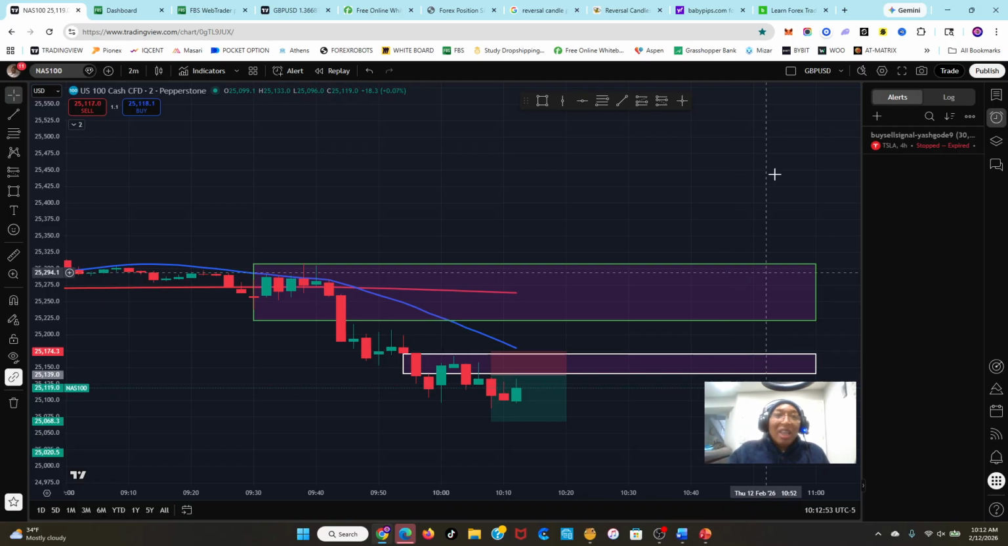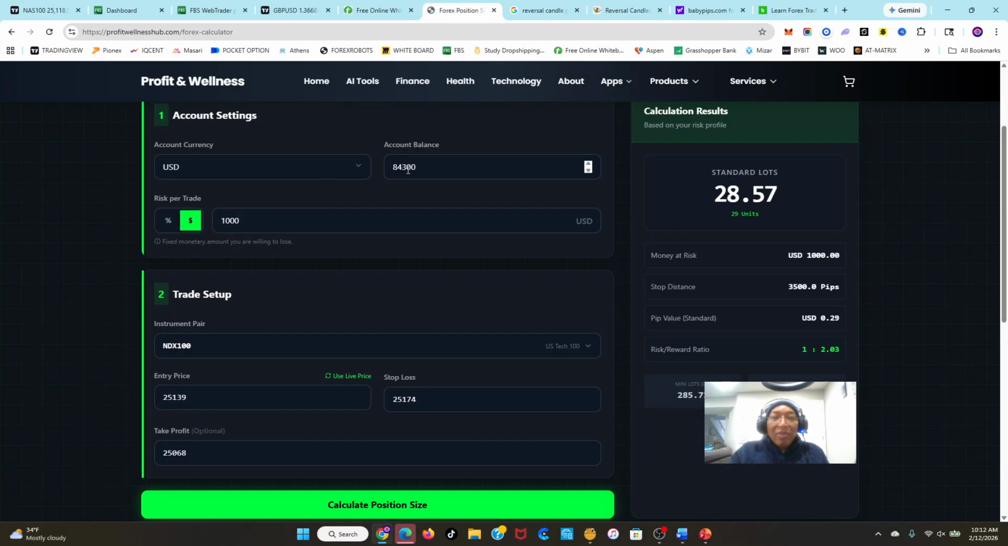How much are we risking? If you guys go back here, we are risking less than 1% of our account, guys. And our risk to reward ratio is 1 to 2, okay? So you can see where it is right now. The account balance is 843.00 because we are using the cents account, and the risk per trade is just about 1,000. So we are not even risking 10% of this account. It's less than 1%, guys, okay?